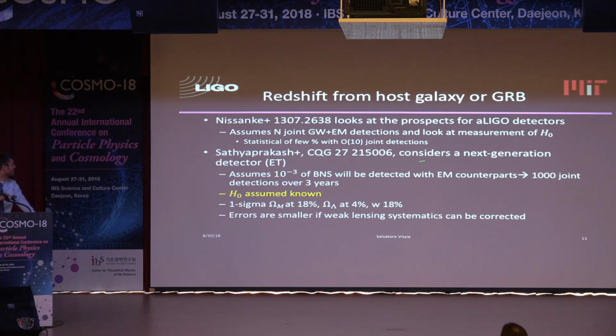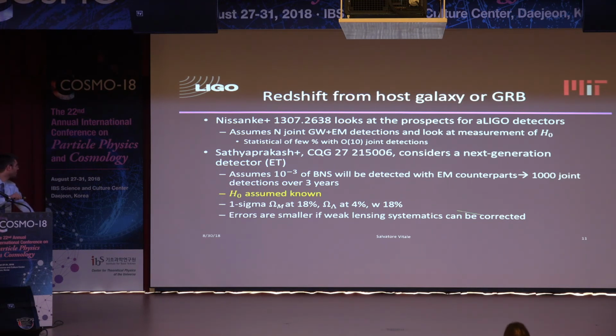Other people have looked at the prospects for the next generation of detectors, which, as I told you, will be much more sensitive. So you get more events and you can see them farther away. In particular, Satyaprakash looked at this Einstein Telescope detector. They assumed that one neutron star in every 1,000 will come with a counterpart, hence with a redshift. And now we know that this number is probably pessimistic. This gives you, over 3 years, 1,000 joint EM and gravitational wave detections.